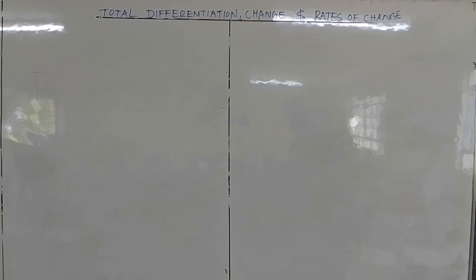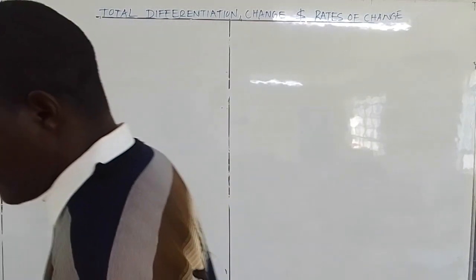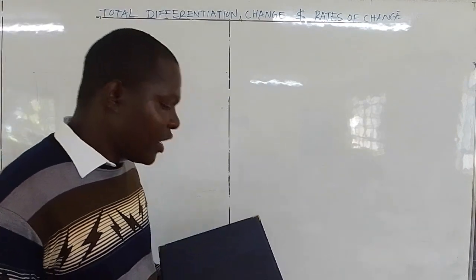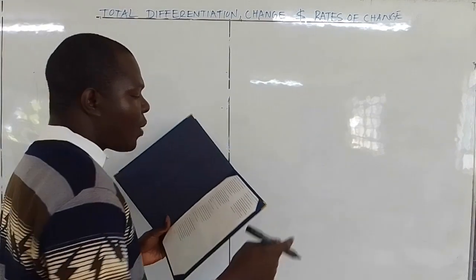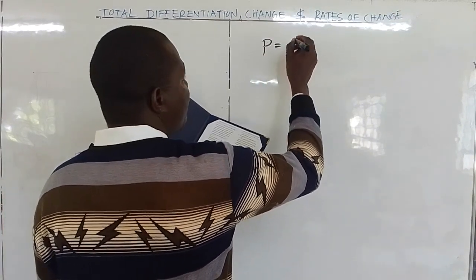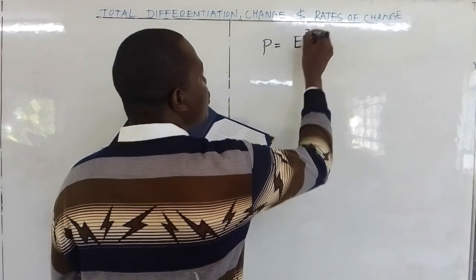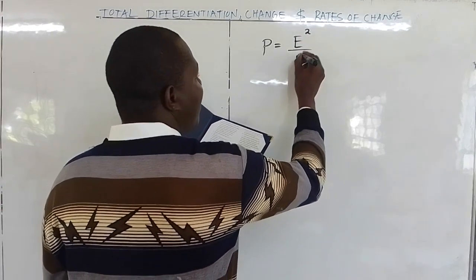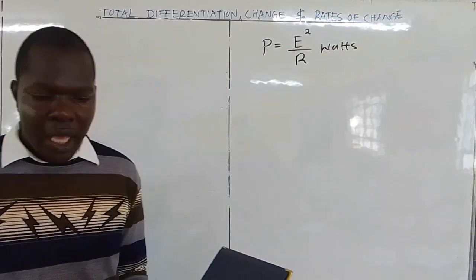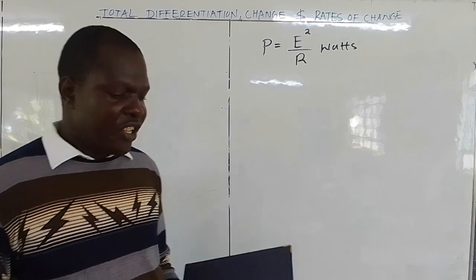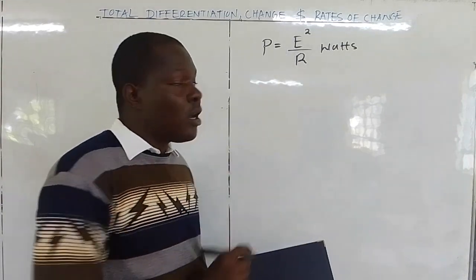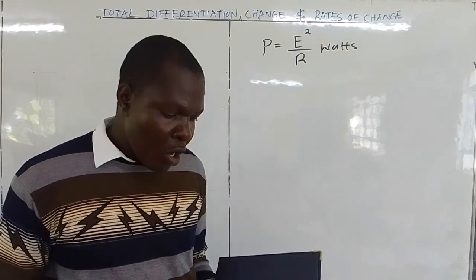So the next one, write this. The power consumed in an electric resistor is given by P is equal to E squared over R watts.